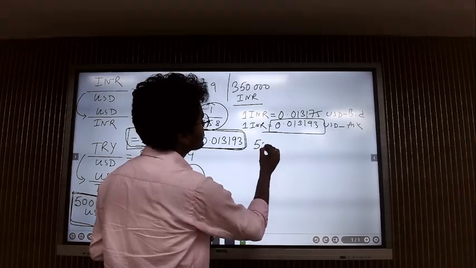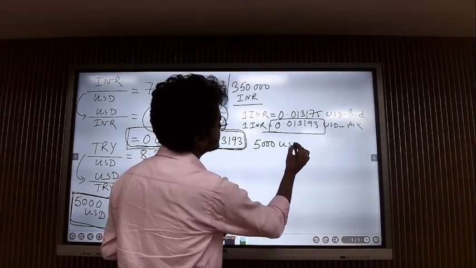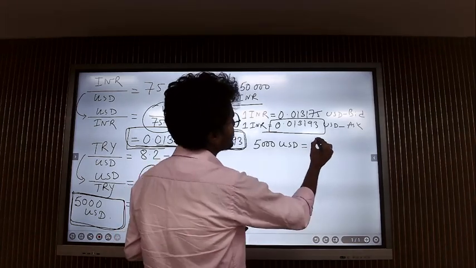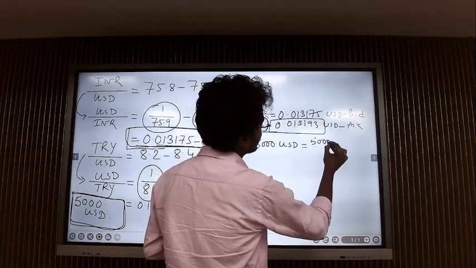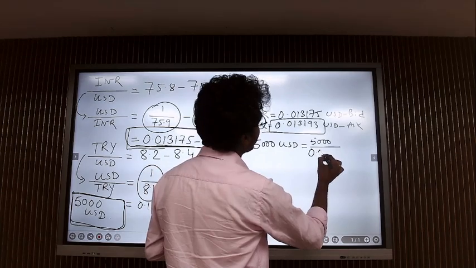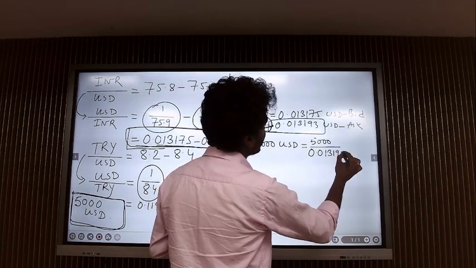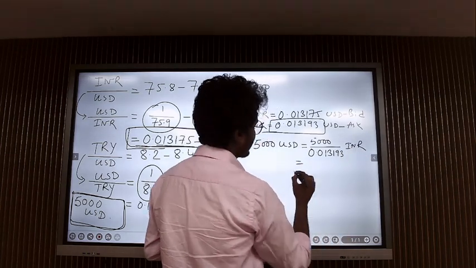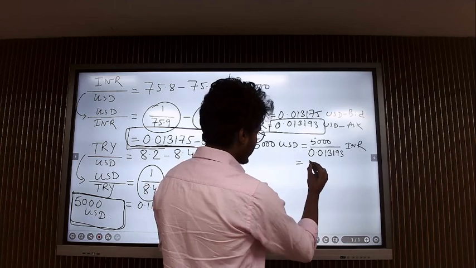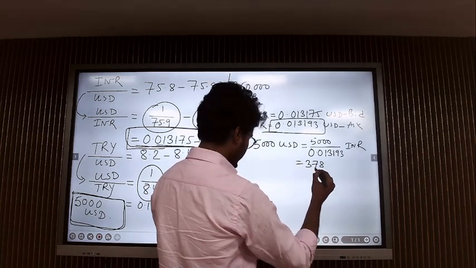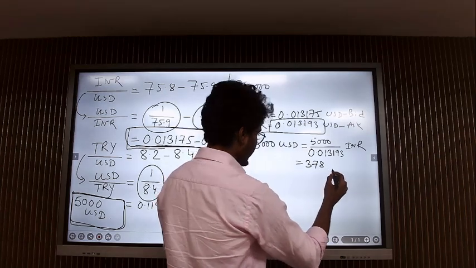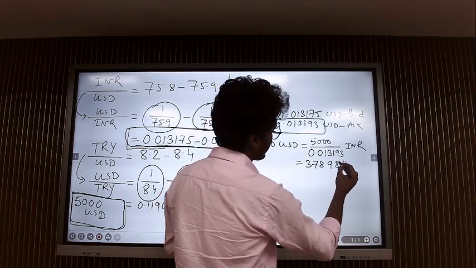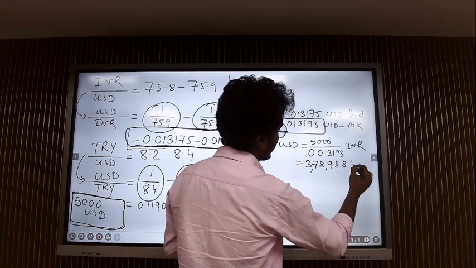So 5,000 USD equal to 5,000 divided by 0.013193 INR. So that comes 378,988 INR.